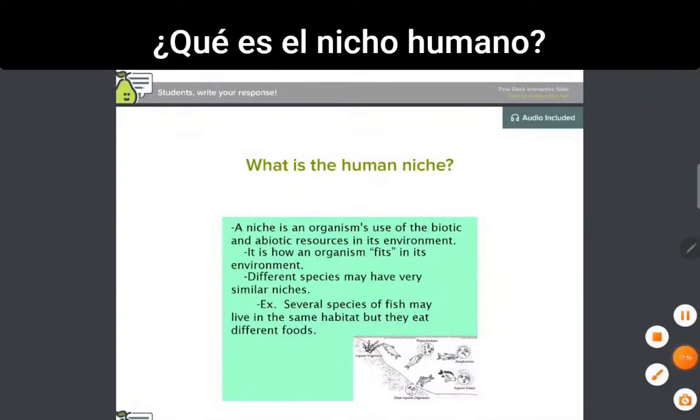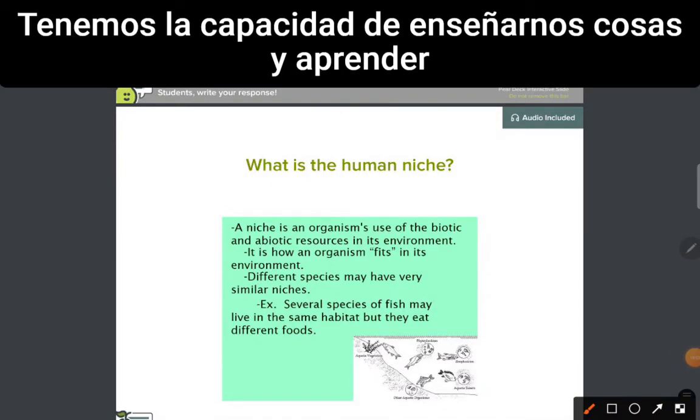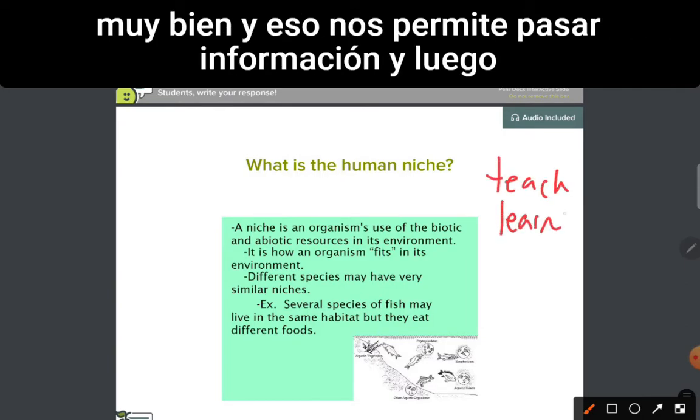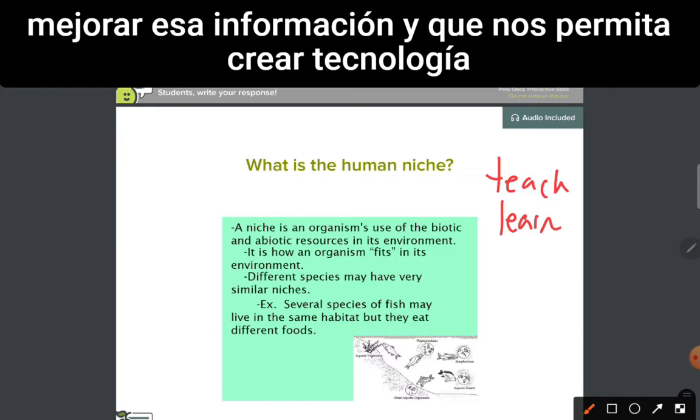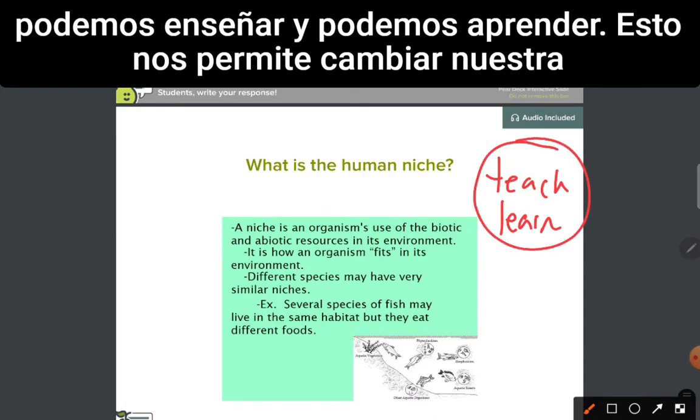What is a human niche? So I would say the human niche is very diverse. We have the ability to teach each other things and learn very well. And that allows us to pass on information and then enhance said information. And that allows us to create technology. And then technology builds and builds and builds because we can teach and we can learn.